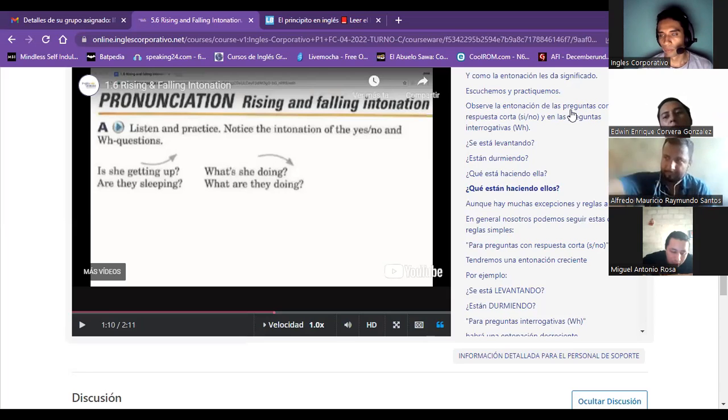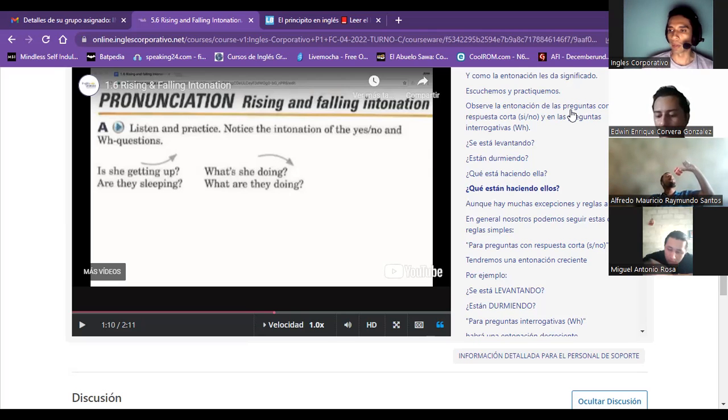Are you eating right now? Ajá. La siguiente. What are you doing, the teacher? What are you doing? Pero si le estás preguntando a la persona en específico, pues si vos querés preguntar qué es lo que el teacher está haciendo, tenés que preguntar, what is the teacher doing? What is the teacher doing? Y ahí suena como falling.